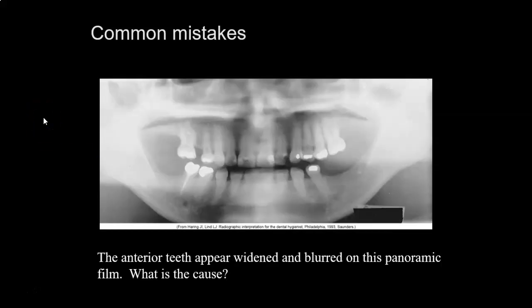The anterior teeth appear widened and blurred on this panoramic film. What is the cause? Patient is too far back in the focal trough, too far back.